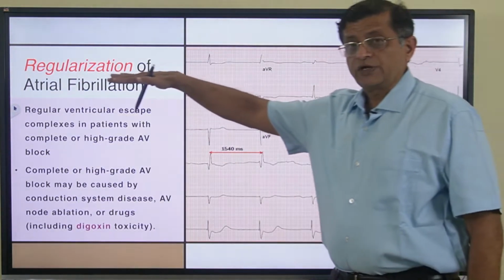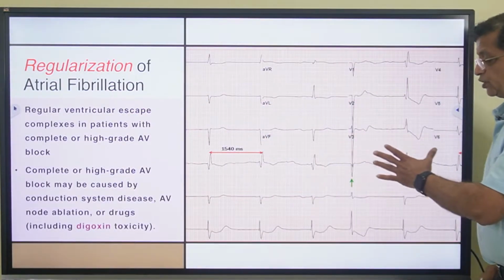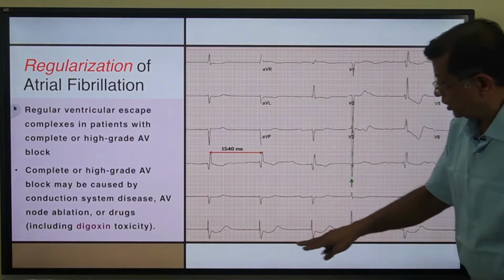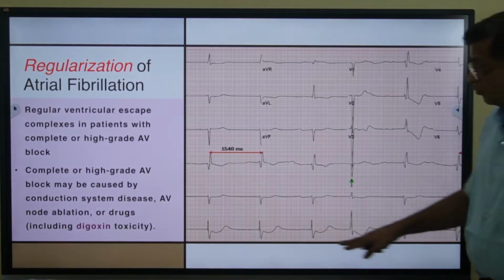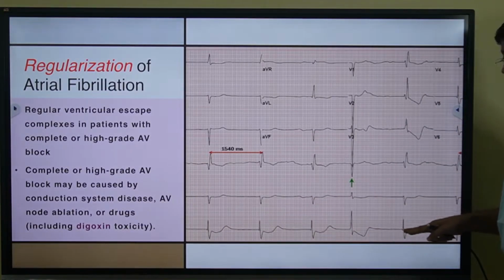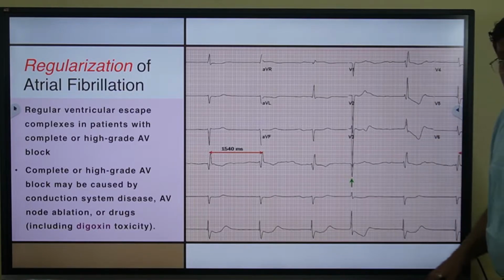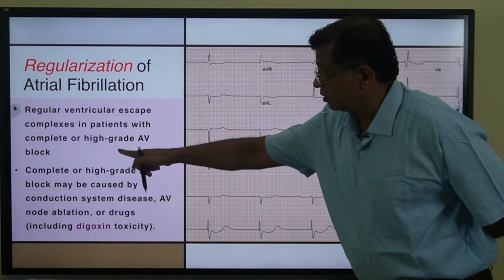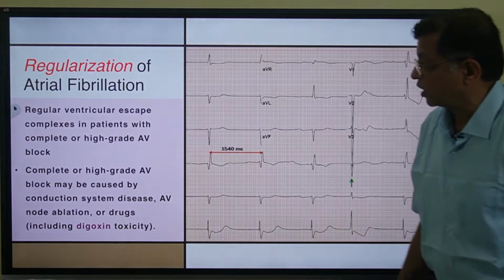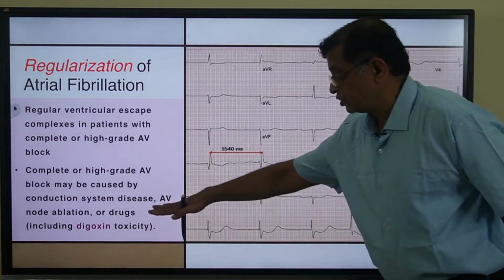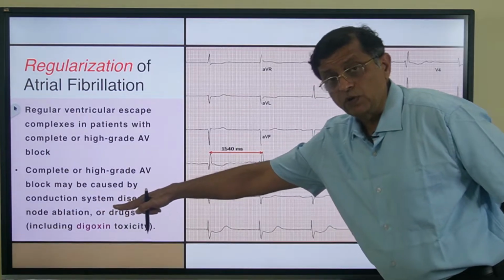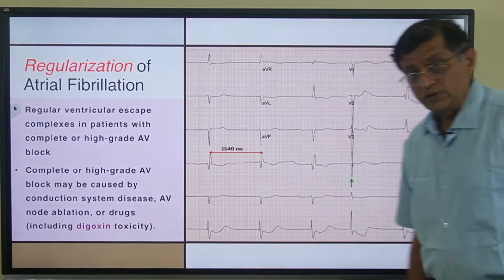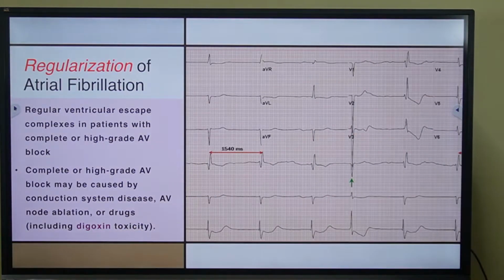Now, what is regularization of atrial fibrillation? In this ECG, this patient has atrial fibrillation and you cannot see the P waves, but what you see is a regular rhythm with a very slow ventricular rate. The ventricular rate is around, say, 30 to 40 in this patient. So, this is an escape complex with complete or high degree AV block. Complete or high degree AV block may be caused by conduction system disease or after AV node ablation. AV node ablation is one of the treatments done in atrial fibrillation, or it could be due to drugs, most importantly, digoxin.